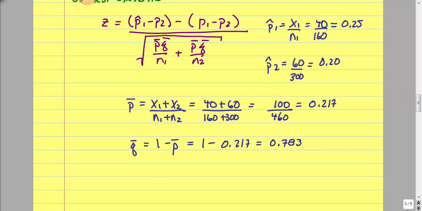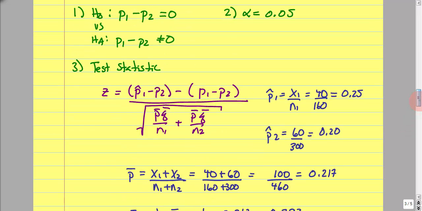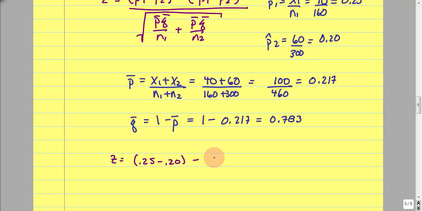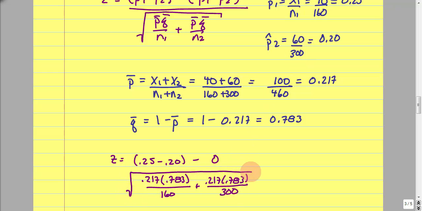So Z equals, P hat 1 is 0.25, so we have 0.25 minus 0.20. Now P1 minus P2 comes from my null hypothesis, and if you notice, we have here P1 minus P2 equals 0. For the work that we're doing, this will always equal 0. Now P bar was 0.217, Q bar was 0.783, and that's over N1, which was 160, plus the same thing again, but with a different denominator, 300, and all of this is square rooted in the denominator.